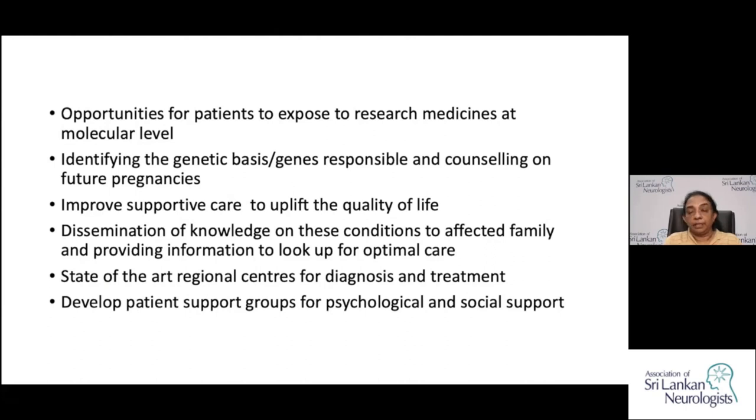quality of life. Obviously they are going to live, so we want to improve the quality of life, and the dissemination of knowledge on these conditions, especially to the medical community and the affected families, and providing information on where to find optimal care and where to refer them. And also state-of-the-art regional centers, one or two national centers even, for diagnosis and treatment, so that we know where to refer when we encounter patients who are difficult to diagnose, and also to develop patient support groups for psychological and social support like in other countries.